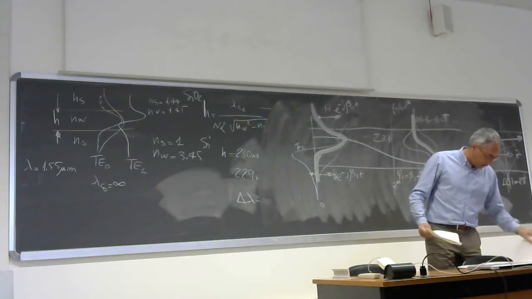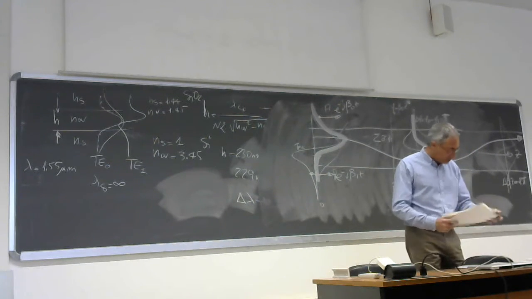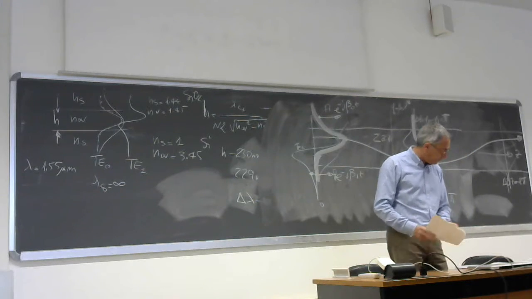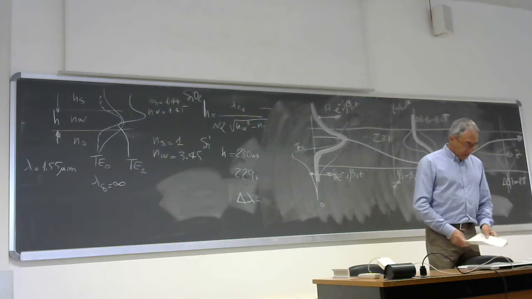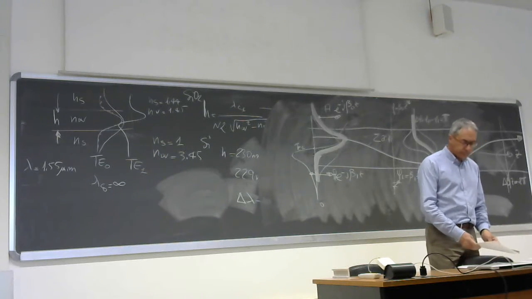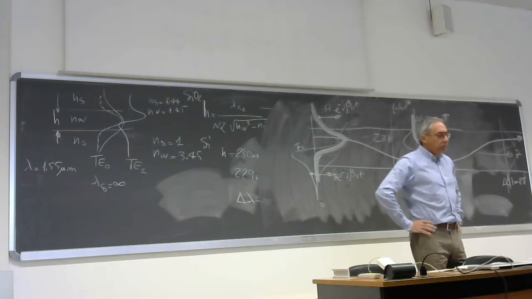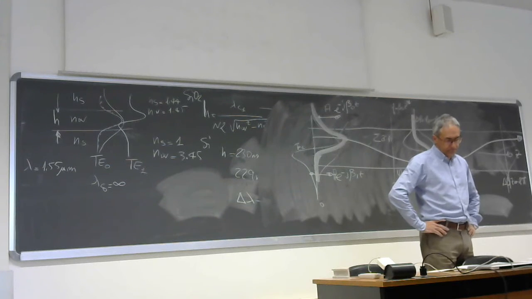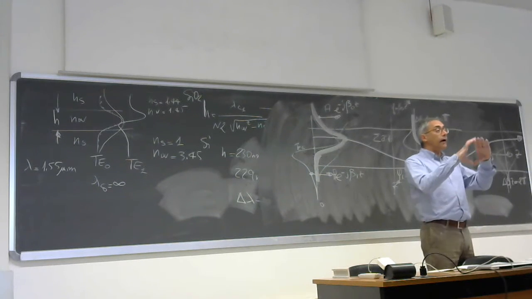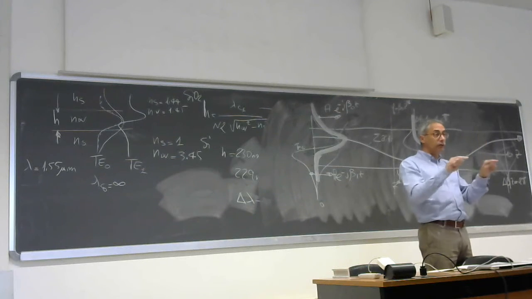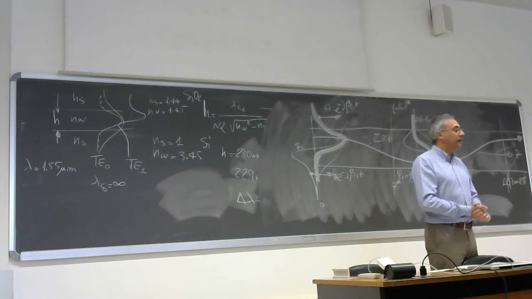I think that this is a good summary of what we have done yesterday, with some integration. So now we take a break and then we continue with the 2D waveguide. So the rectangular waveguide.